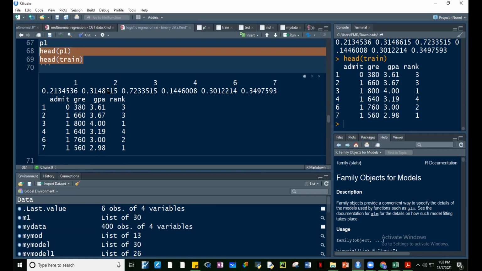Second prediction, 0.31486. So according to our model, ang prediction natin, this will be not accepted, not admitted. Pero yung actual, admitted siya. Okay? So ibig sabihin mali itong prediction na to. Number 3, 0.72, greater than 0.5, accepted to, no? Admitted. Number 3, admitted. Okay, tama. So itong pang-apat, 0.1446, not admitted to. Yung pang-apat dito, admitted. So mali na naman.